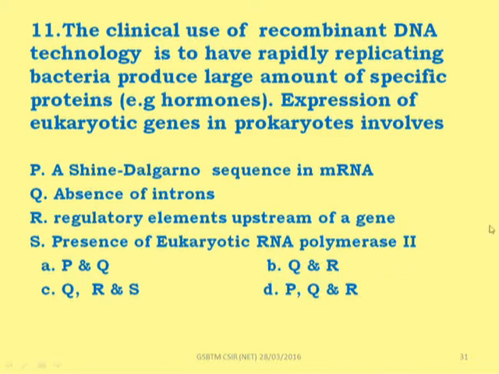Presence of eukaryotic RNA polymerase is not required. As I told you, if we want to have expression of any eukaryotic gene in prokaryotes, the Shine-Dalgarno sequence in mRNA should be there. Introns should not be there, only coding sequences are required. Regulatory elements upstream of genes are needed, meaning promoter sequences are needed, and that promoter sequence is recognized by a single RNA polymerase. Therefore, these three look correct, but this one is not. Eukaryotic RNA polymerase will not work in a prokaryotic system. So the answer will be D, P, Q and R. This is needed.